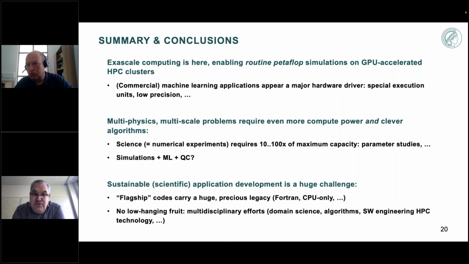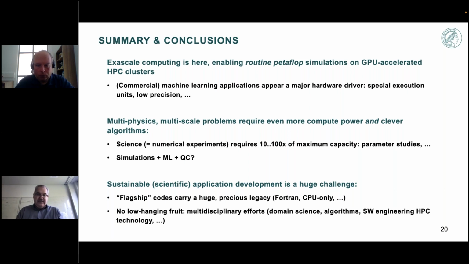We see new approaches that are now being enabled by having larger systems available, like multi-physics and multi-scale problems. But of course, they need even more compute power, and eventually probably a combination of simulations together with AI technology and novel technology to come, perhaps quantum computing.